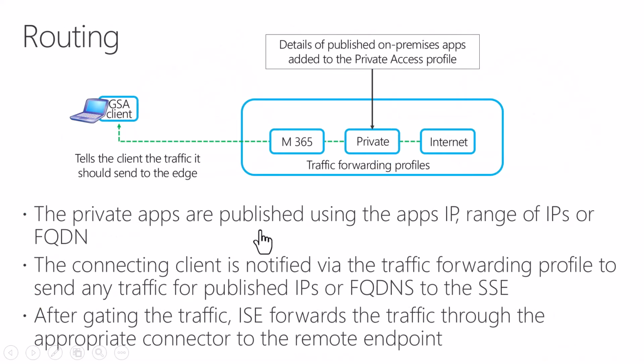In terms of routing, what happens is the traffic forwarding profile has the routing information added to it. So if you go from your client to 10.0.0.7, your client doesn't have access to that at all. But the client knows to send that to the edge. And then the security service edge knows that for 10.0.0.7, it needs to send it over that connector to get to its target system. And of course, the connection is actually gated as well, so conditional access.